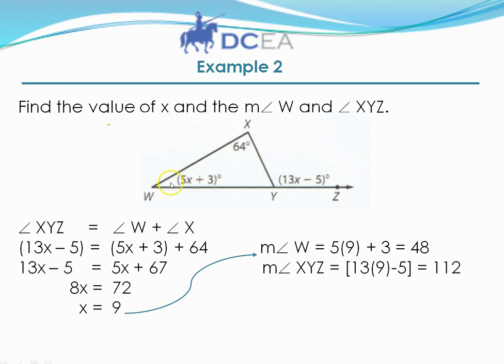You need to solve for each angle. So 5x plus 3, if we substitute 9, we have 45 plus 3, which is 48. And for angle XYZ, we have 13 times 9 minus 5 equals 112.